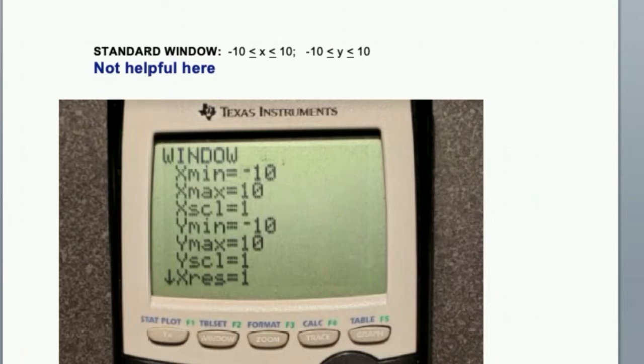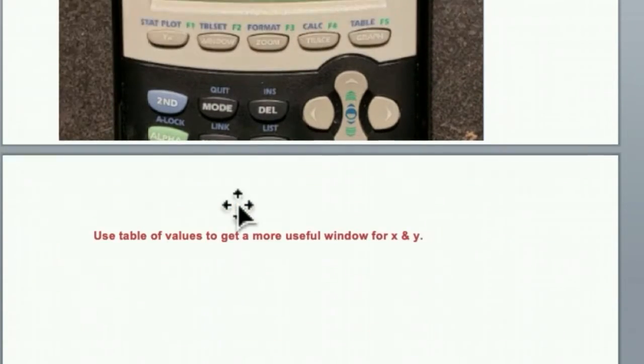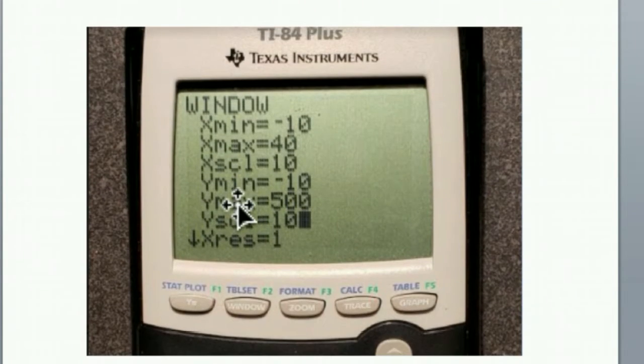So to change the window, what you do is you hit window right here and set the x and y axis to something that makes some more sense. I said x goes from 0 to 30, but I like to see a little bit before 0 and a little bit after 30, so that my parabola isn't exactly at the edge of the screen. I want to see it so that it's a little bit in the middle. So go less than 0 and more than 30 a little bit.